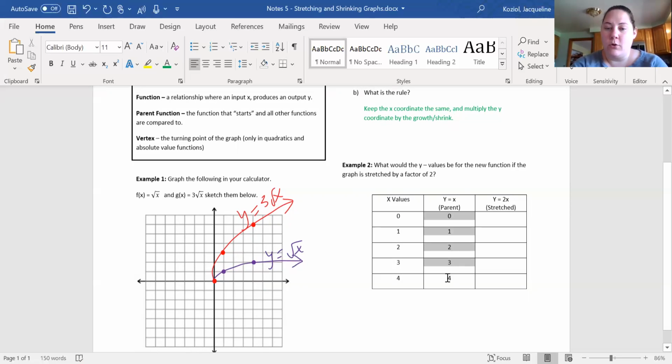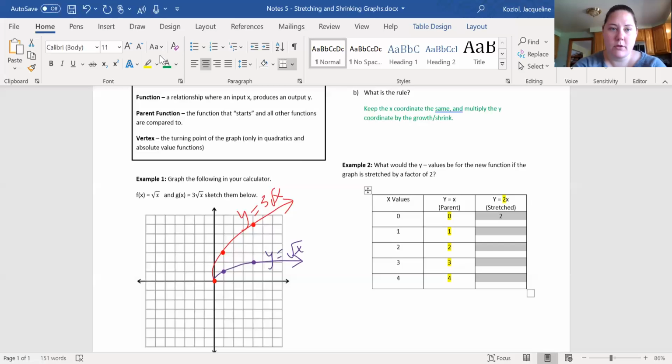We are going to take the y coordinates, which I'm going to highlight for you, and we are going to multiply them by the factor of 2, which is the number that I see out in front. They are growing this graph or stretching this graph by a factor of 2. So everything I see in the y column, I'm going to multiply by 2. 0 times 2 is 2. Oops, let me change to green. 1 times 2 is 2. I'm sorry, 0 times 2 is not 2, it's 0. I'll learn how to multiply. 2 times 2 is 4. 3 times 2 is 6, and 4 times 2 is 8.